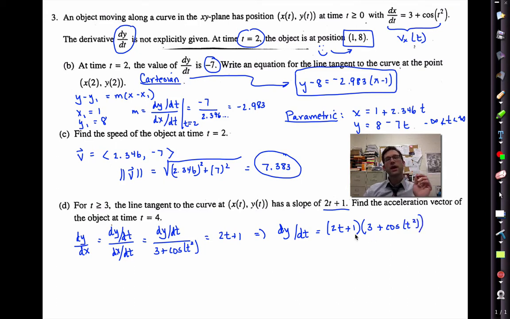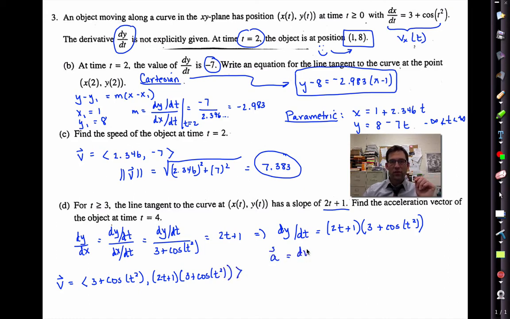So that piece of information actually gave me the missing component now in my velocity. Right? The velocity vector is now 3 plus cosine of t squared, and then that ugliness, 2t plus 1 times 3 plus cosine of t squared. The acceleration vector then will be the derivative of the velocity vector. And let me just give you a friendly piece of advice. Do that numerically. There's absolutely no reason to do this in any other way.